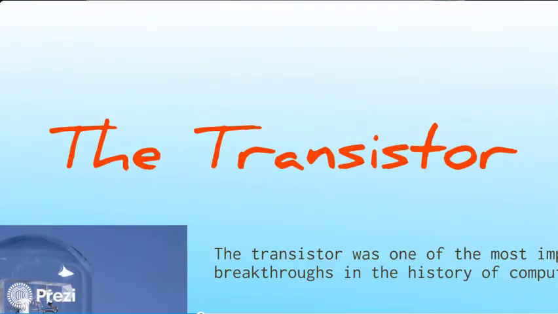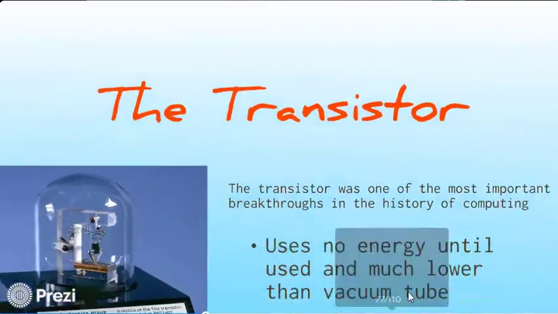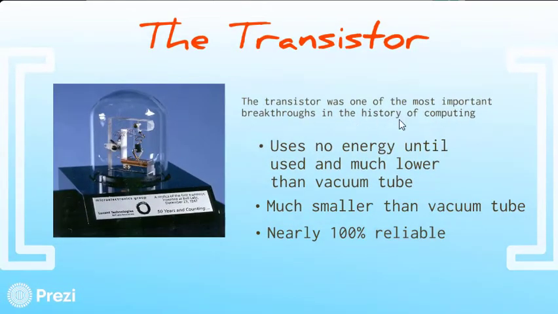And another is the invention of the transistor. The transistor was one of the most important breakthroughs in the history of computers. Why? Because it uses no energy until used, much lower than vacuum tubes. Much smaller than vacuum tubes, and also nearly 100% reliable.